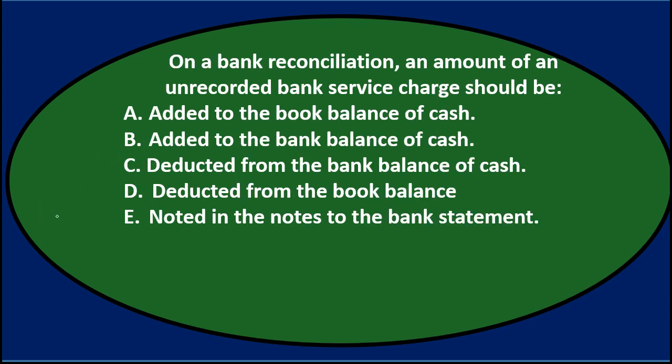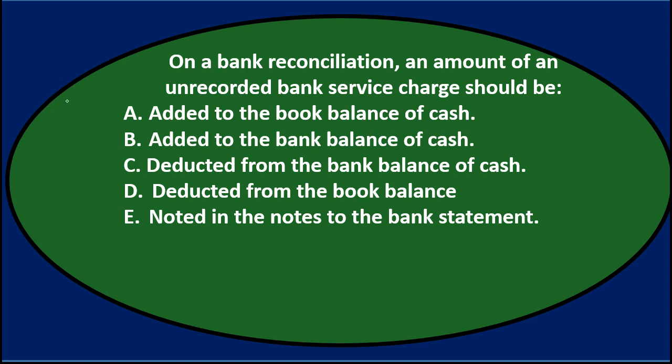Next question. On a bank reconciliation, an amount of an unrecorded bank service charge should be A. Added to the book balance of cash, B. Added to the bank balance of cash, C. Deducted from the bank balance of cash, D. Deducted from the book balance, E. Noted in the notes to the bank statement.